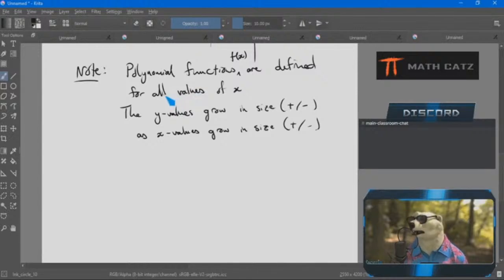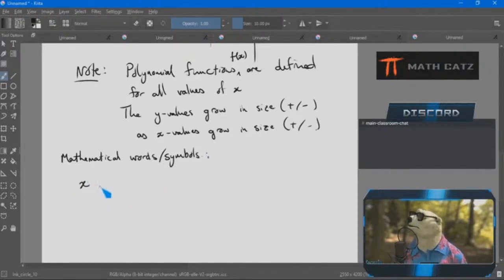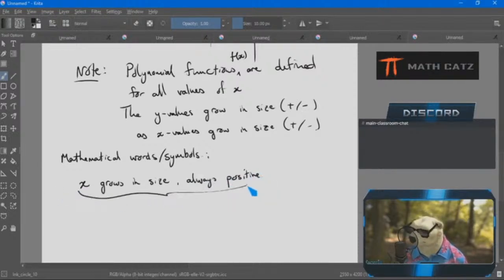Okay, so it's a feature, a main property of the polynomial that it goes on forever. So now we need to get the mathematical words to describe this growing of the x and y values. And we, of course, do that by way of symbols. So if we say x grows in size, always positive, I'm trying to make the words in English as simple as possible so that we understand what we're saying. We're going to represent that by x, that's my variable name, then an arrow, and then infinity.